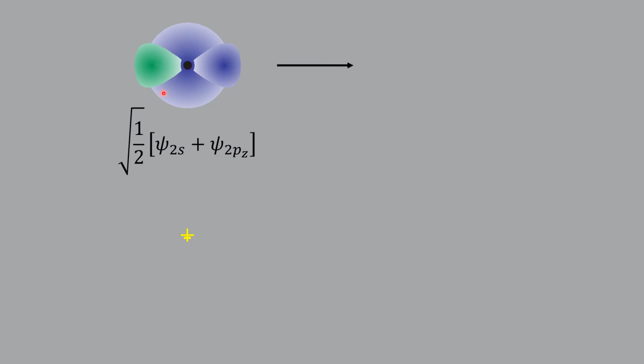And I've defined the 2pz state as having the green sign on the left and the blue sign on the right. Now it's kind of an arbitrary choice. In the end, both of the results will be the same. So what's going to happen when we actually combine these functions is that we're going to get more electron density on this side and less here, and it's going to end up looking like that.